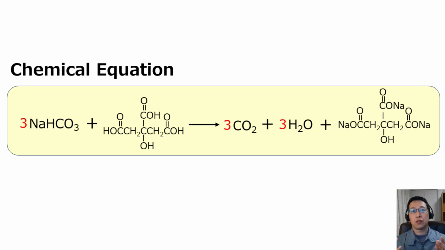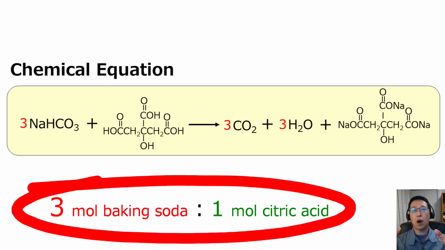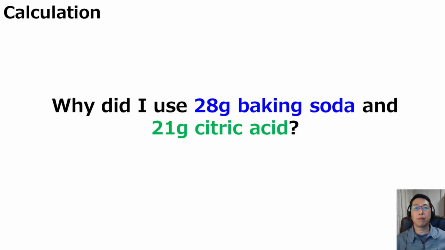Now you know the quantitative information between baking soda and citric acid. This equation tells you 3 moles of baking soda react with 1 mole of citric acid. This quantitative relationship is one crucial piece of information in determining how much baking soda and citric acid you need for this experiment.